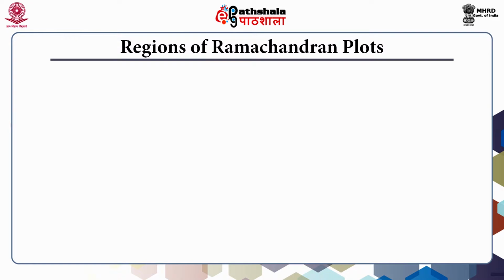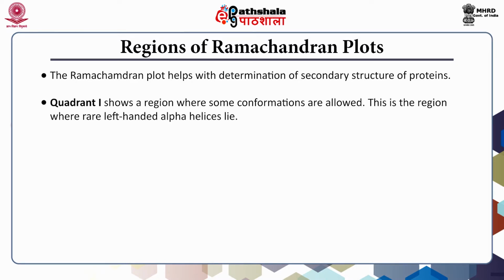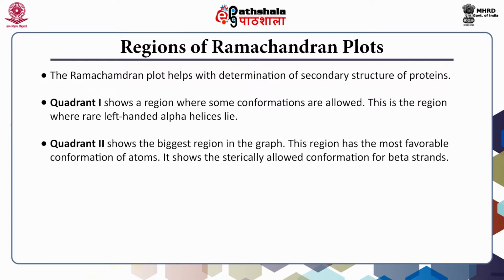Regions of Ramachandran plots. The Ramachandran plot helps with determination of secondary structure of proteins. Quadrant 1 shows a region where some conformations are allowed. This is the region where rare left-handed alpha helices lie. Quadrant 2 shows the biggest region in the graph. This region has the most favorable conformation of atoms. It shows the sterically allowed conformation for beta strands.